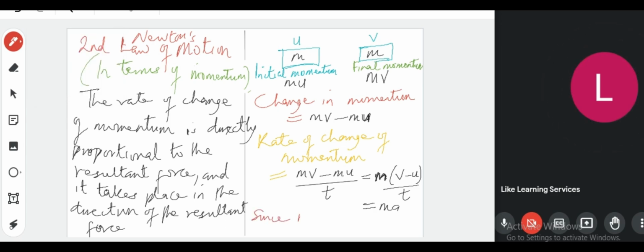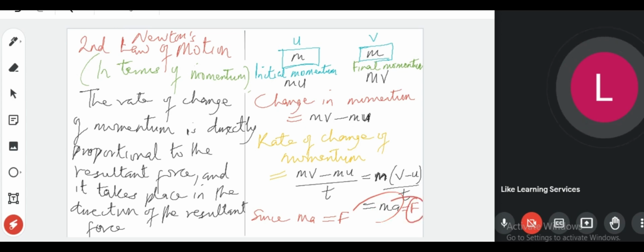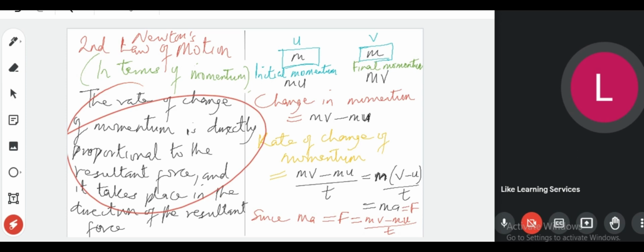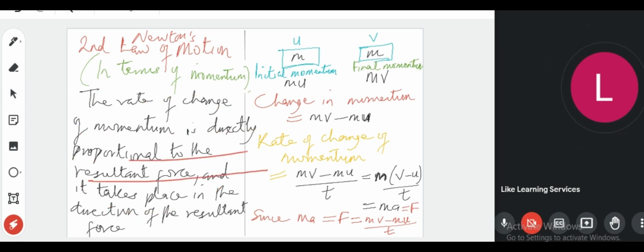Since ma is equal to force, it means force is the rate of change of momentum. So this is equal to force based on our initial explanation. Ma is force, so that force is the rate of change of momentum, mv minus mu over t. So force is proportional to the rate of change of momentum. That's what we have written here: the rate of change of momentum is directly proportional to the resultant force. Remember, this F stands for resultant force.